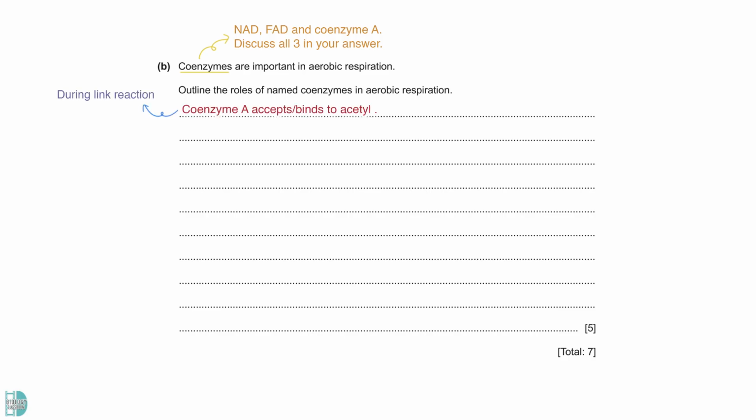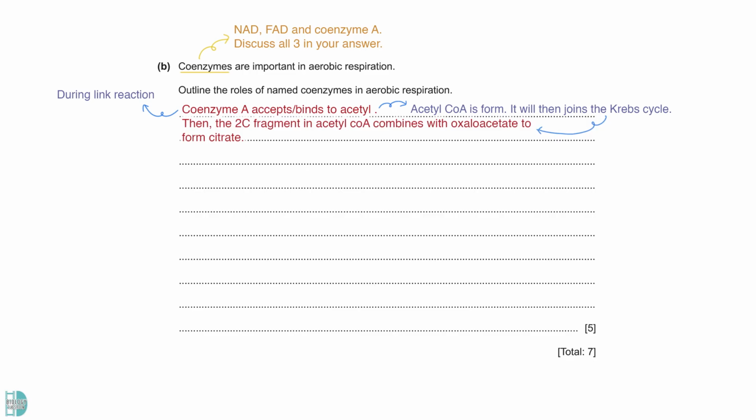Coenzyme A is involved in the link reaction. It accepts the 2 carbon fragments of pyruvate called the acetyl group. Acetyl-CoA will be formed, and it will go to the Krebs cycle. The 2 carbon fragment will combine with oxaloacetate, forming citrate. This event connects the link reaction to the Krebs cycle.